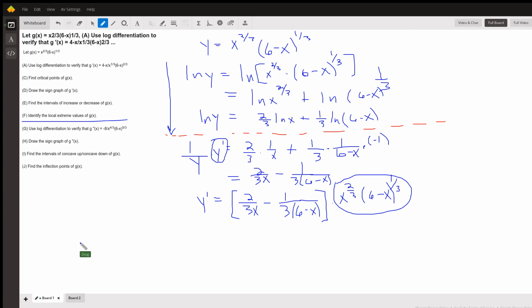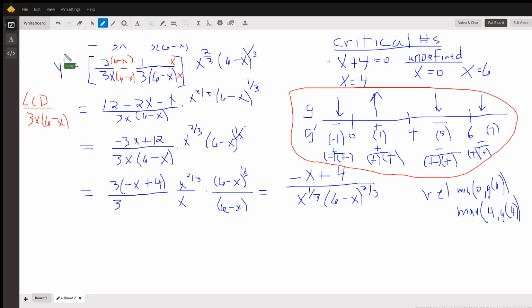We'll go to the next board, and you can look over what I did here. Pause the video. Take a close look at what I did. What I did was get a common denominator for these two fractions. There's the common denominator. Combine them. Then I multiplied by this y value and reduced the exponents in the denominator. Again, I'm not going to explain everything. There's your final answer for y prime.